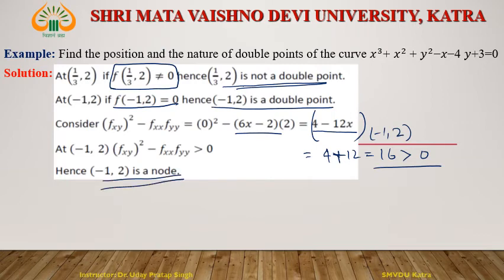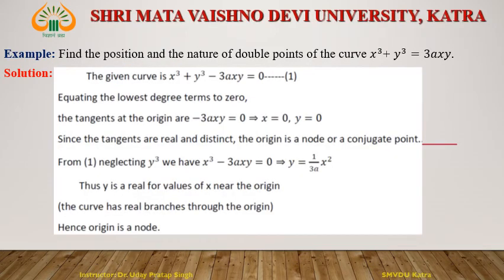Okay. See another example: x cube plus y cube minus 3axy. This curve we already drew in our previous lecture. What is this curve? This curve is folium. Okay. This straight line is x plus y plus a is equal to 0. That is the asymptote. This point is (0, 0) and this point is (3a/2, 3a/2).